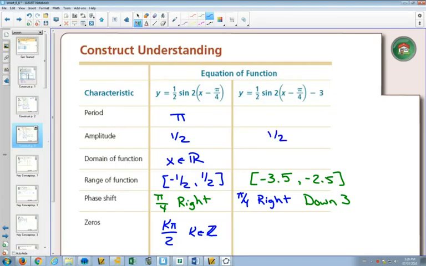But the other thing that's going to be affected are your x-intercepts. Because now, if your range is between negative 3.5 and negative 2.5, will that have any x-intercepts ever? No. So now, all of a sudden, your zeros in this one, there's none. The other things, your period would still be pi, and your domain is still everything. Those ones will change.